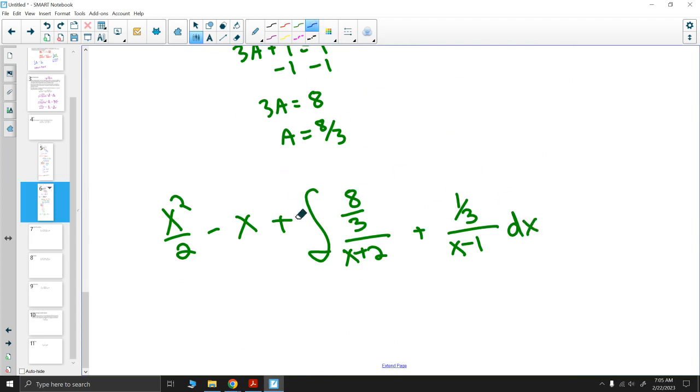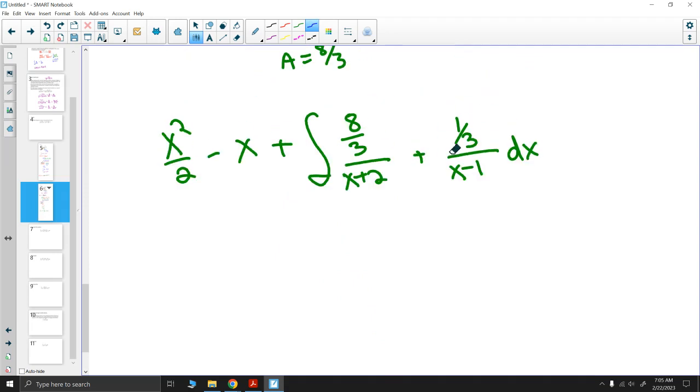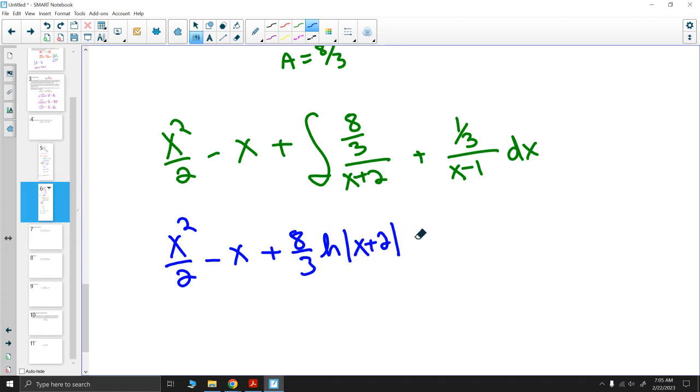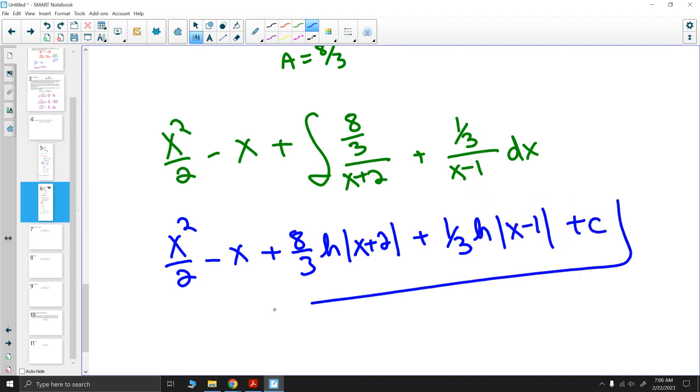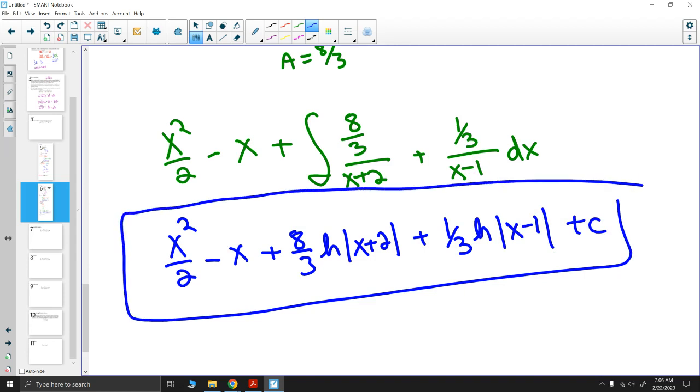Okay, so this is just a constant. It can be pulled out when we're integrating it. Same thing with this 1/3. So we have x squared over 2 minus x. So essentially it's just 1 over x plus 2. That's natural log. So it's plus 8/3 natural log of x plus 2, plus 1/3. We pull the 1/3 out, and again, natural log of x minus 1 plus c. And that is our integral.